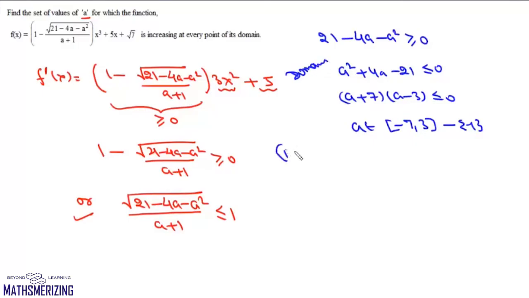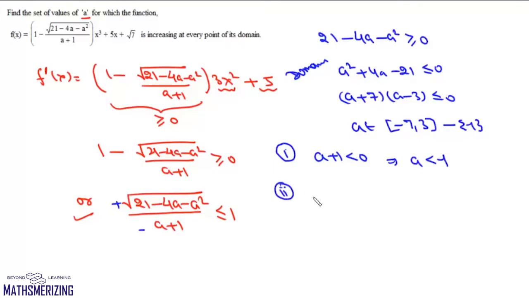Now we'll take two separate cases. Case 1, when a plus 1 is less than 0. So if a plus 1 is less than 0, in that case, this is positive and this is negative. So this left hand side is negative and right hand side is positive, which is true for all the values of a. That is, we get this solution that a is less than minus 1.